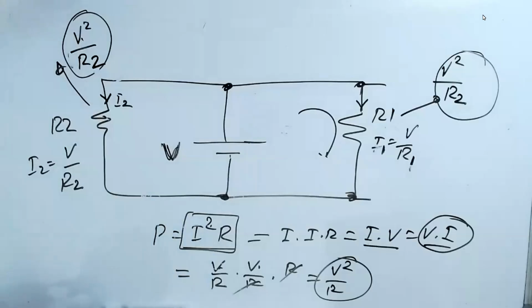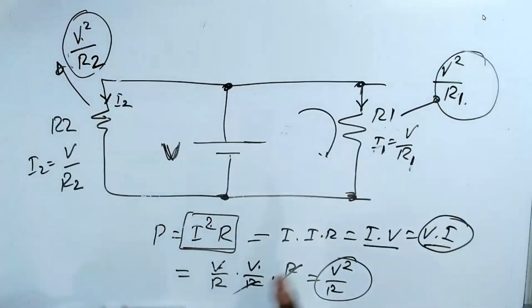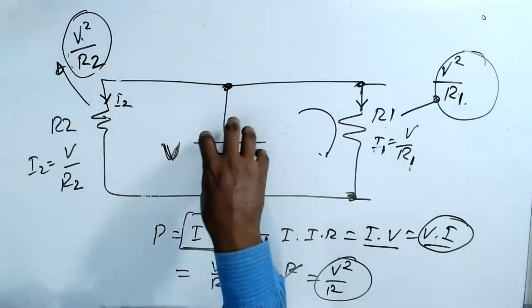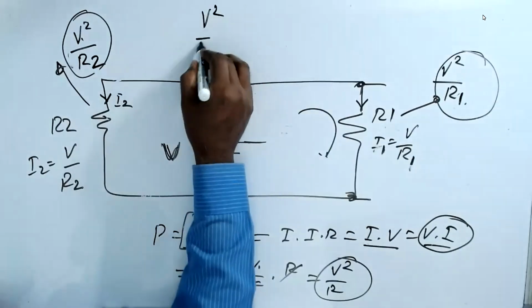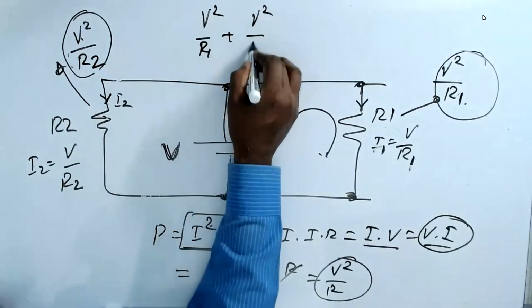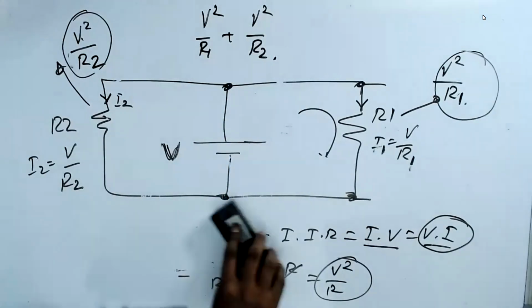Thanks. V square by R1 here. I connected things wrongly. Okay, the right side is V square by R1. The left side is V square by R2. So the total power dissipated by this circuit is V square by R1 plus V square by R2. Am I right? This is clear. I'm just going by power.